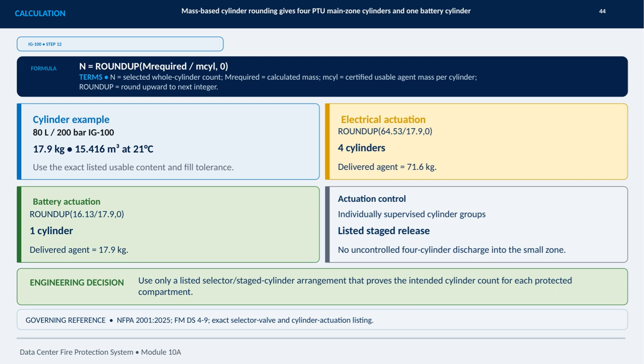Cylinder groups must be individually supervised, with a listed staged release arrangement. We cannot allow an uncontrolled 4-cylinder discharge into the smaller battery zone. The engineering decision is therefore to use only a listed selector and staged cylinder configuration that demonstrates the intended count for each compartment, consistent with NFPA 2001, FMDS 4-9, and the applicable equipment listing.